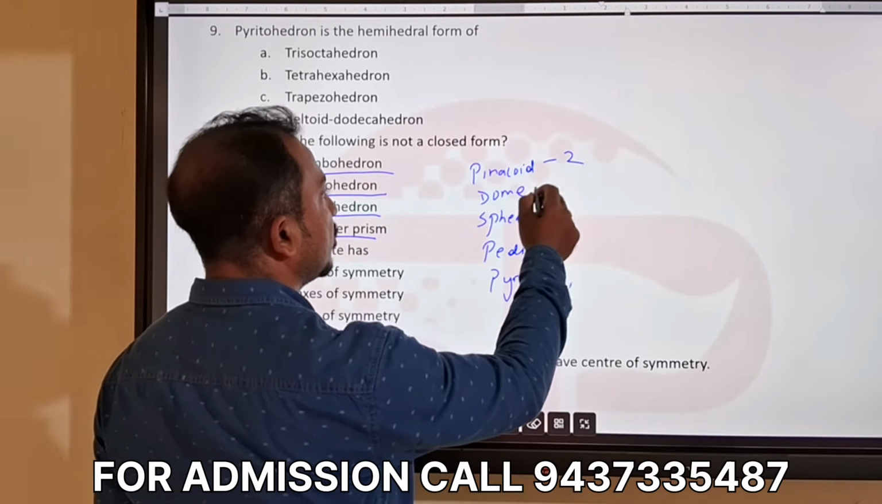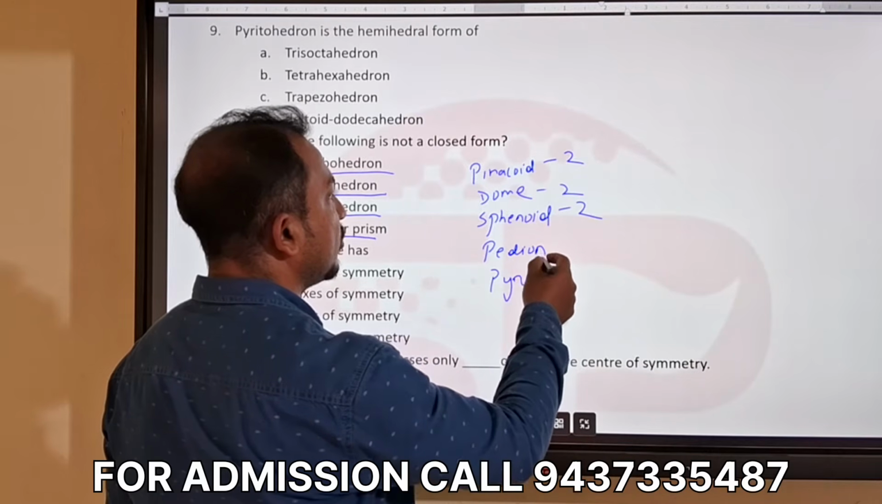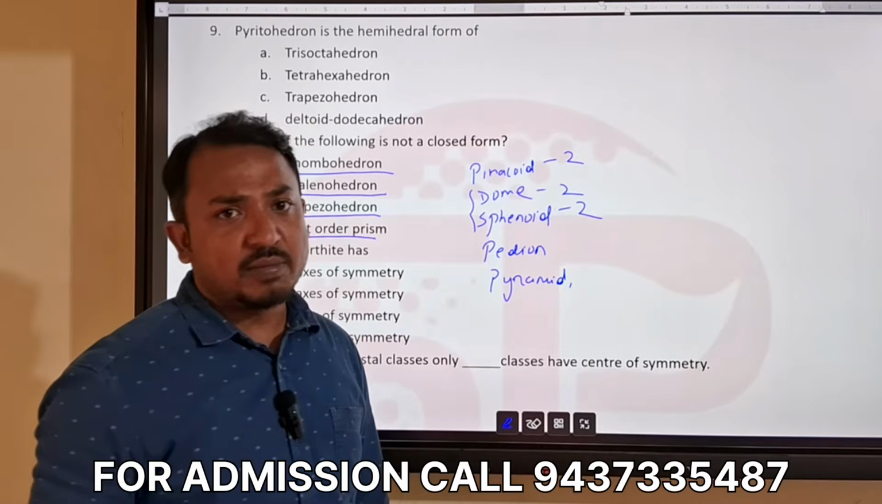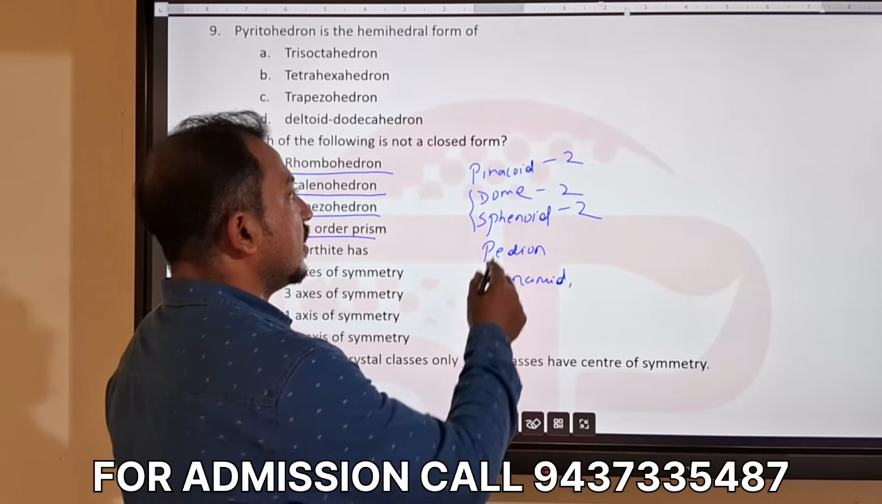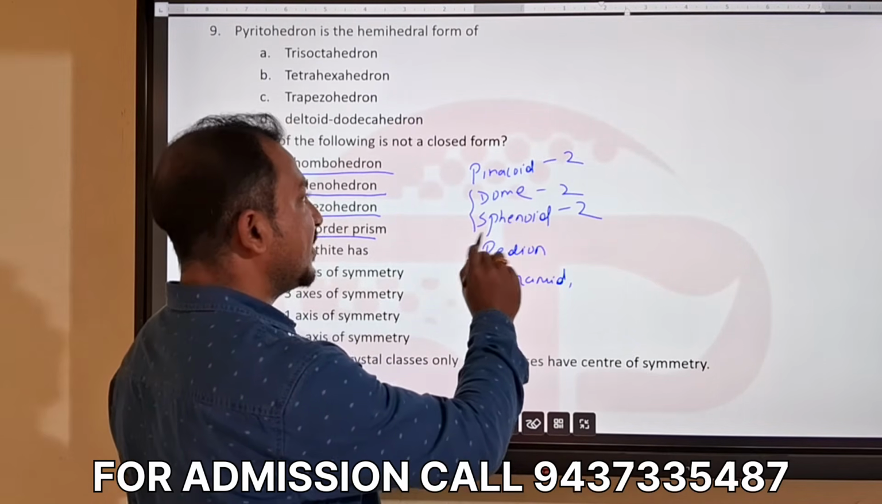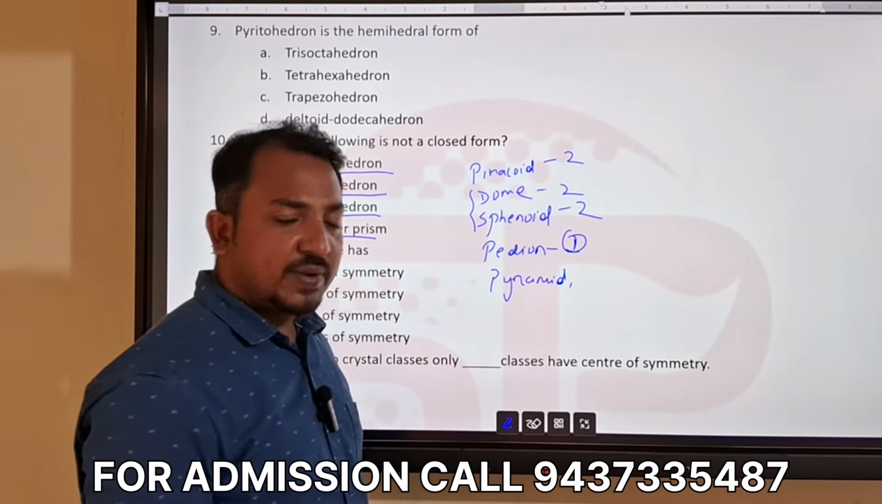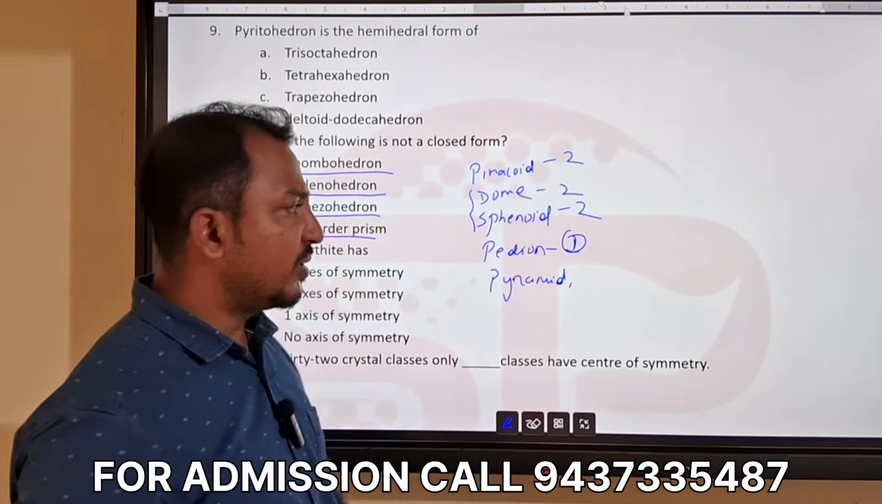So pinacoid has 2 faces, dome has 2 faces, sphenoid has 2 faces, but dome and sphenoid have non-parallel faces, while pinacoid has parallel faces. Pedion has 1 face. Pyramid has 3, 4, 6, 8 faces.